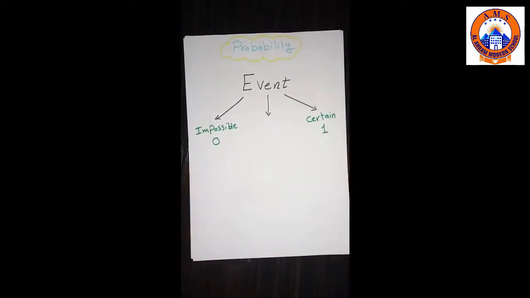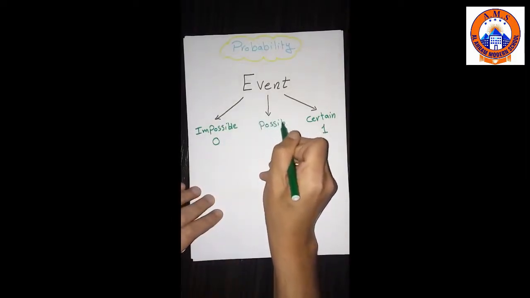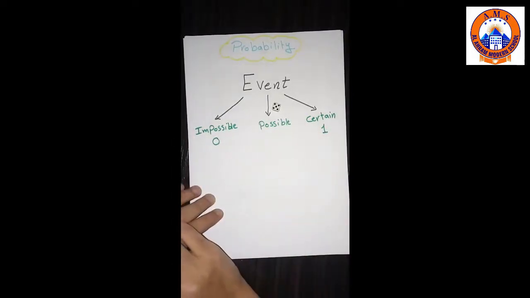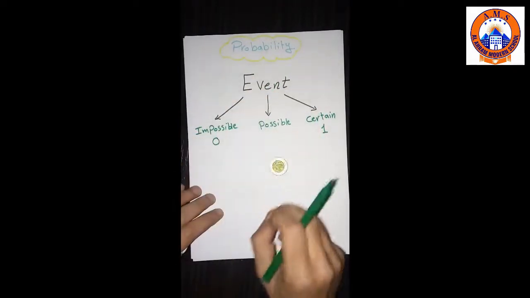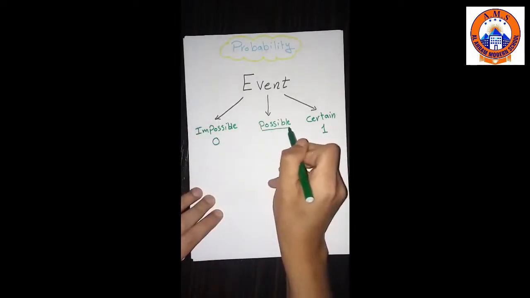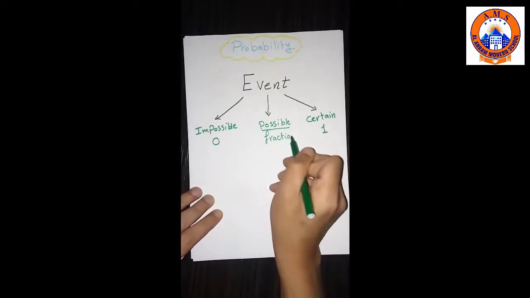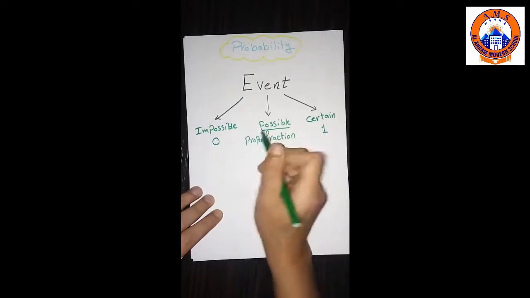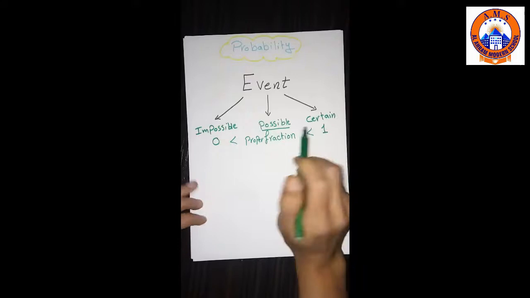And the event may also be a possible event, like tossing a die and getting a number from 1 up to 6. This is a possible event. Like tossing a coin and getting a head. This is also a possible event. This kind of possible event is represented by a fraction, and to be certain, this kind of fraction is a proper fraction, and its value is between 0 and 1.